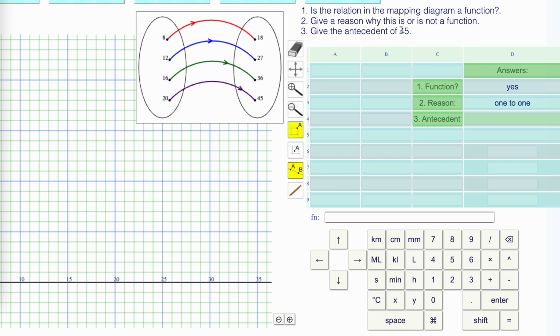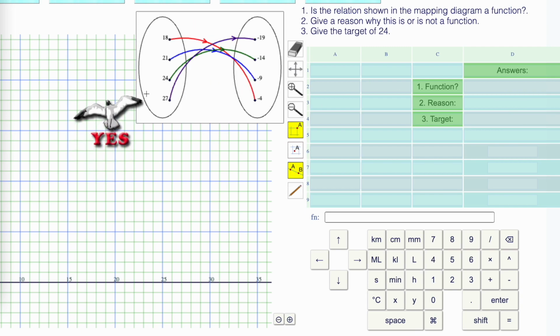The antecedent of 45, this is 45, its antecedent is 20, the one that comes before. And then you press enter to see if you're right. This one is also a function, yes. The reason, it's 1 to 1. The target of 24, here's 24, its target is negative 14. The target is the one the arrow is going into.